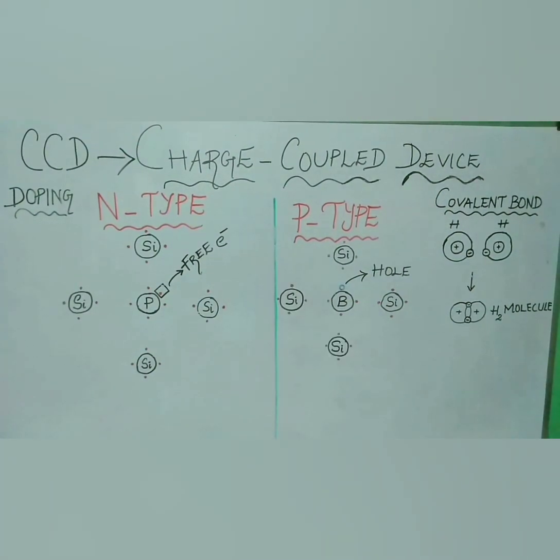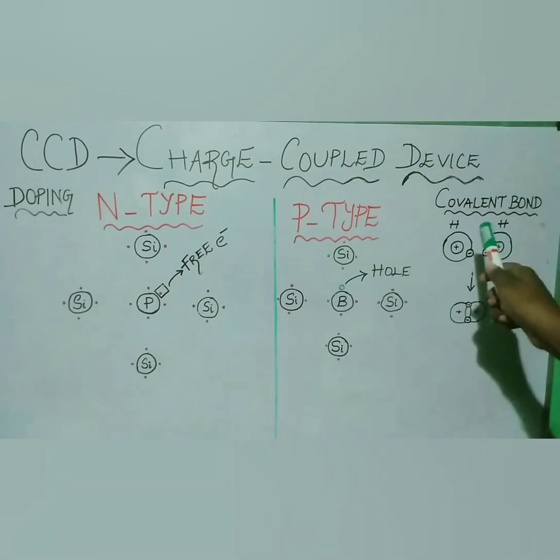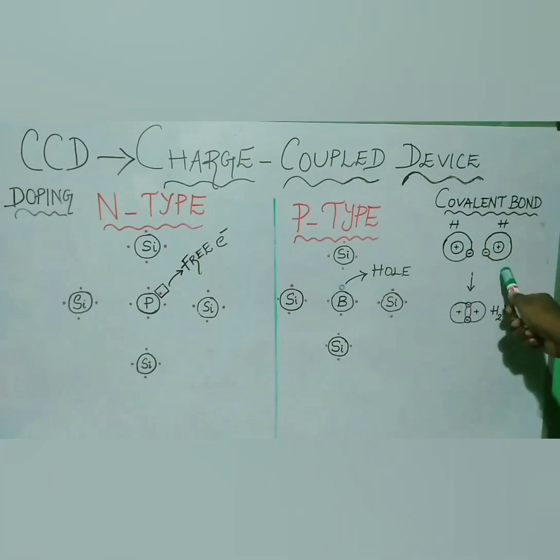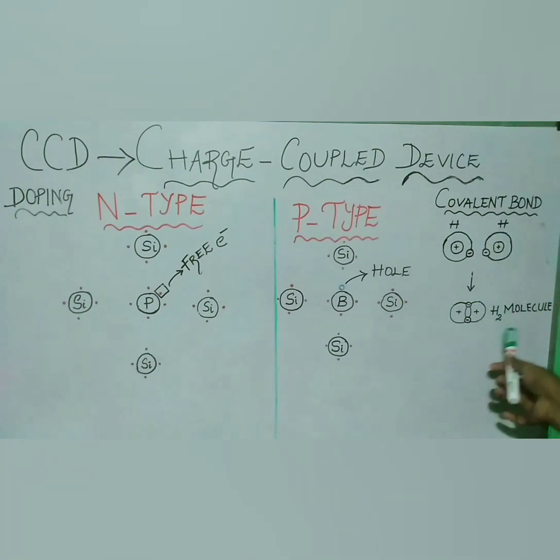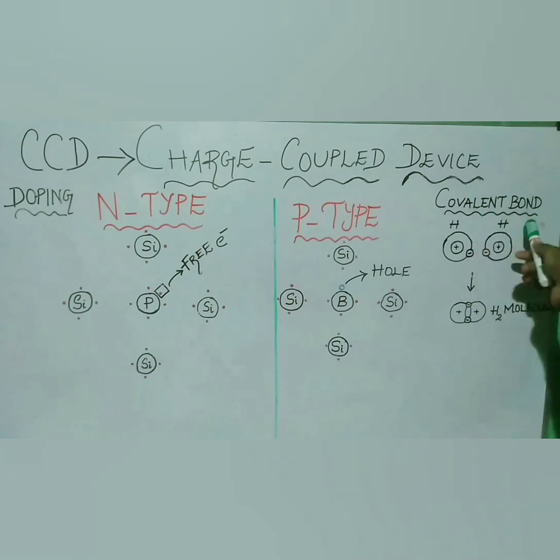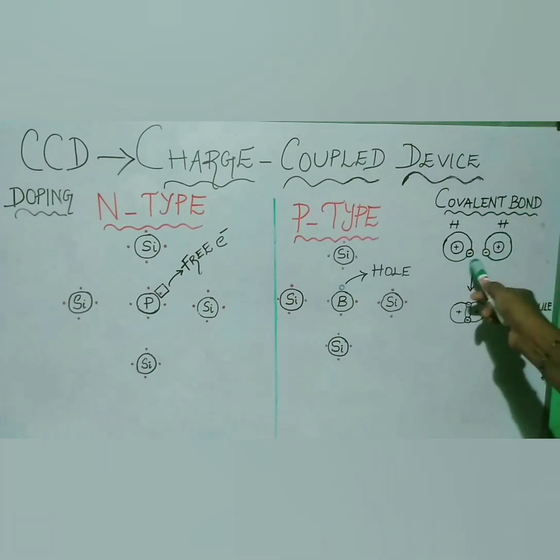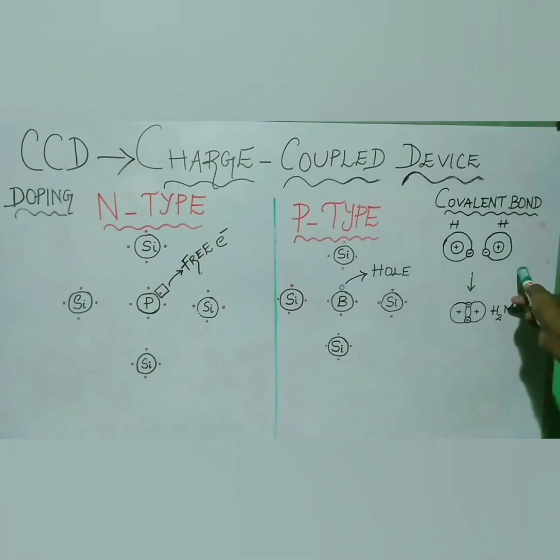What is a covalent bond? Now let's see this diagram. This is one hydrogen atom and this is one hydrogen atom. A hydrogen atom usually has only one valence electron. Now this hydrogen atom is combining with this hydrogen atom with the help of covalent bond that leads to formation of hydrogen molecule. Okay, so this covalent bond formation occurs when pairs of electrons are shared between two atoms. So here electron sharing is happening between this hydrogen atom and this hydrogen atom. That leads to formation of hydrogen molecule, and this covalent bond is very strong. A lot of energy is needed to break them.